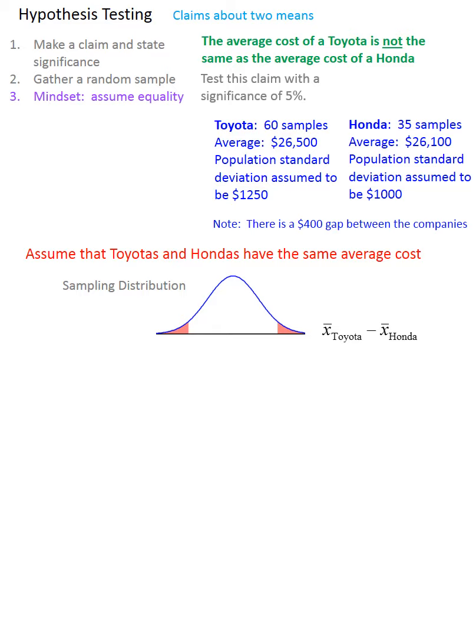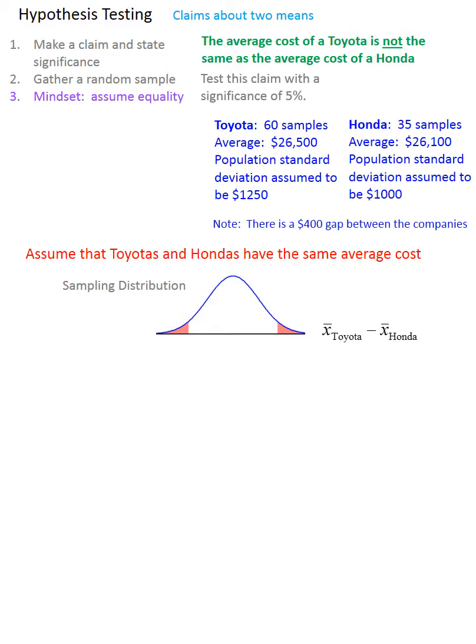I'm looking at a sampling distribution of what the sample average differences might look like if we were to repeat this same random sample multiple times. In other words, if I were to repeatedly take 60 Toyotas and 35 Hondas and subtract their sample averages, I would get a distribution that might look something like this.